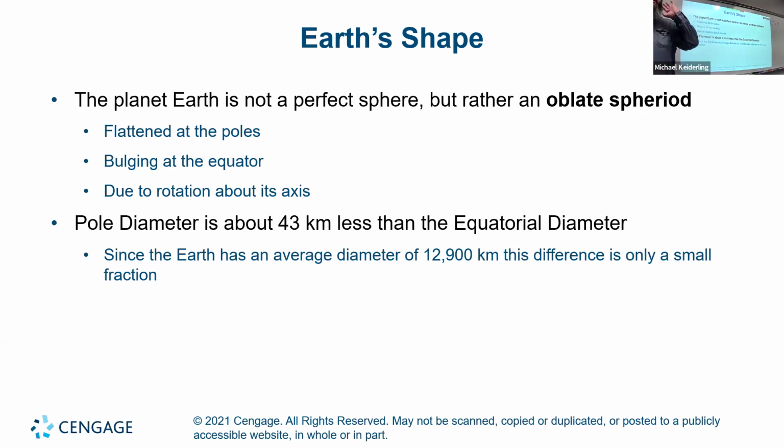gravity is stronger at the poles than at the equator. So the further north you go, the weaker gravity is, so the less you weigh. It's only like 1%, but it is real. Because the Earth has an average diameter of 12,900 kilometers, this difference is only a very small fraction. So there's also an effect from spinning that is really the bigger effect that causes that gravitational change. But gravity is stronger at the poles than at the equator.